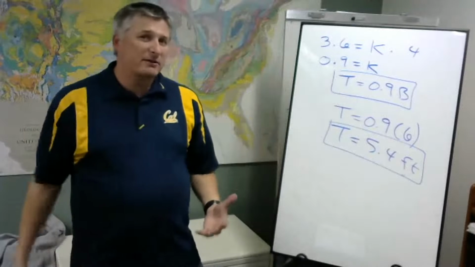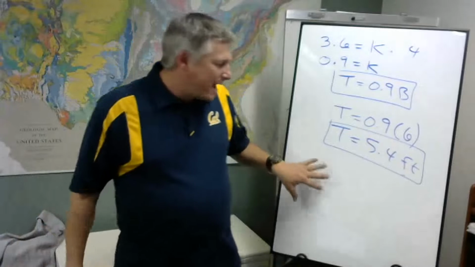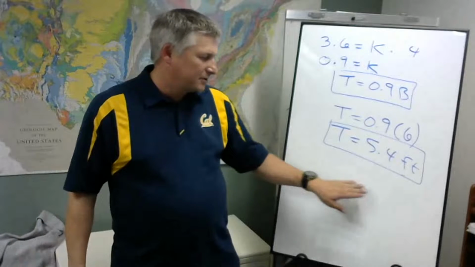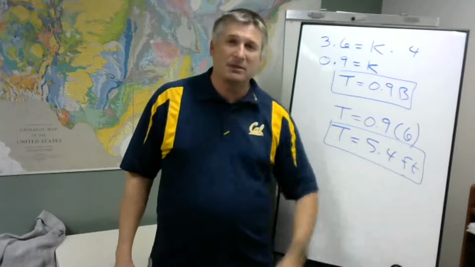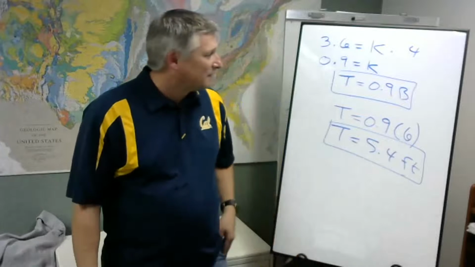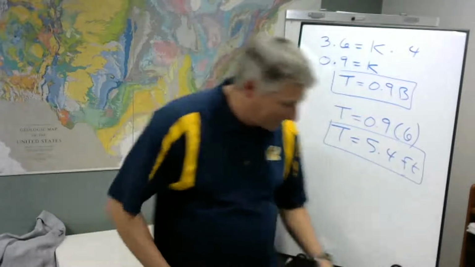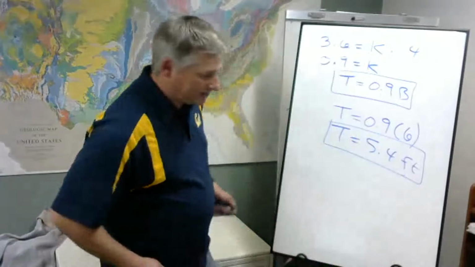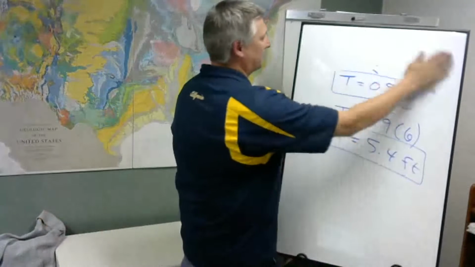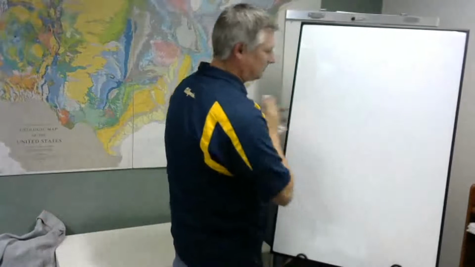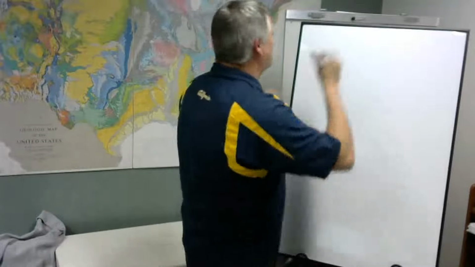So when we see direct variation, we're always going to have an output variable equals some constant k times the input variable. All right, so that's one kind of variation. The next one.